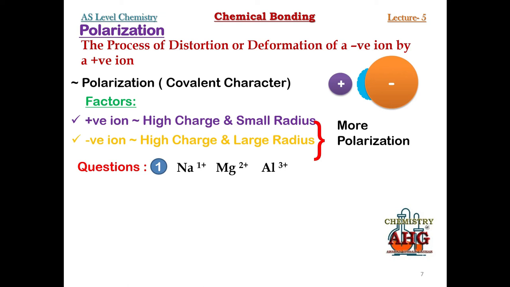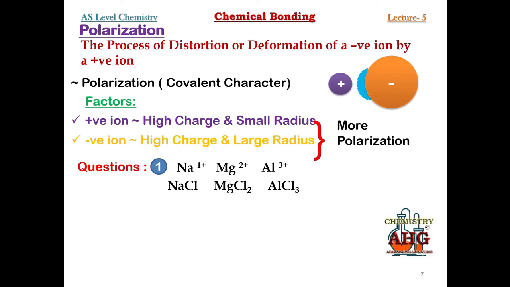Second thing, in some cases you might be given a set of compounds of elements. For example, you might be given NaCl, MgCl2, AlCl3. Now comparatively it can be asked which one of them would have minimum and which one of them would have maximum polarization. Simply you can see NaCl would have minimum polarization. Why? Because sodium is having low charge. And aluminum chloride would have maximum polarization. Why? Because aluminum is highly charged and it is having small radius.